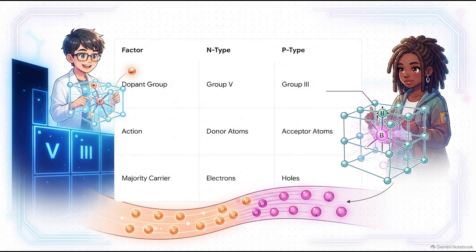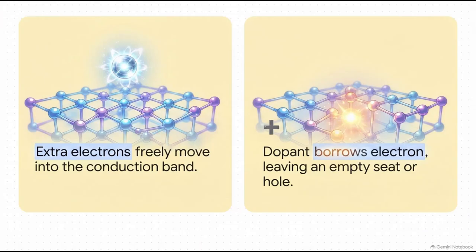Honestly, the easiest way to think about it is like a microscopic game of musical chairs. N-type materials bring extra players to the game with their donated electrons, which are totally free to move into the conduction band. P-type materials, conversely, bring extra empty chairs.